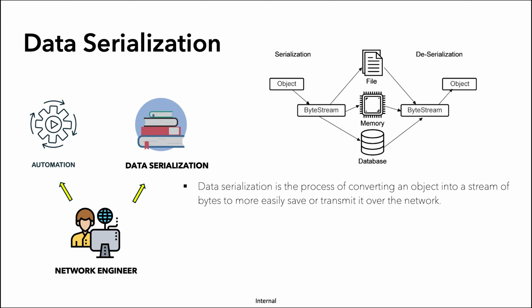So what is data serialization? It is nothing but a process of converting an object into a stream of bytes to more easily save or transmit it over the network. Serialization converts objects in any programming languages to ones and zeros.